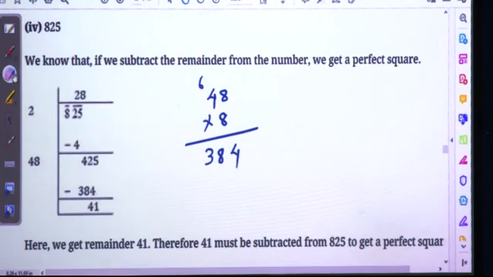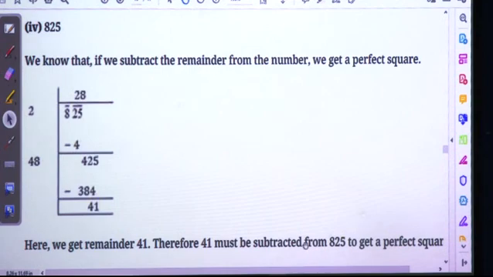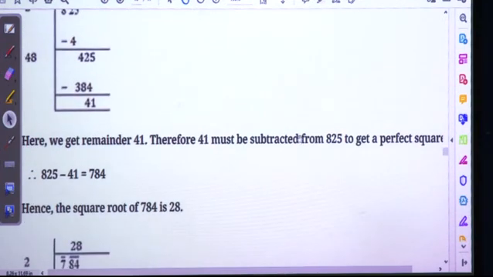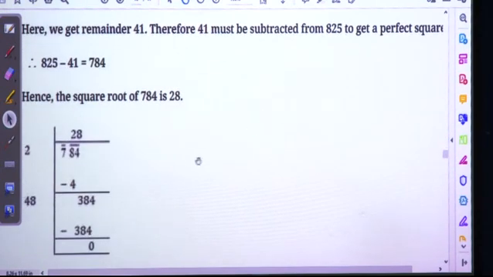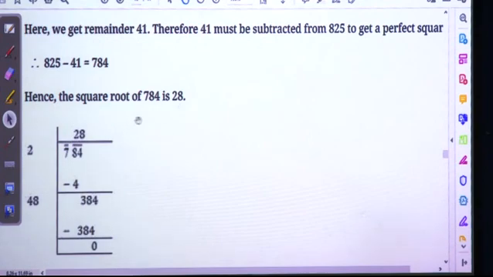So what do we have to do? We have to subtract 41 from 825 to get a perfect square. 825 minus 41 is equal to 784. Hence, the square root of 784 is 28.